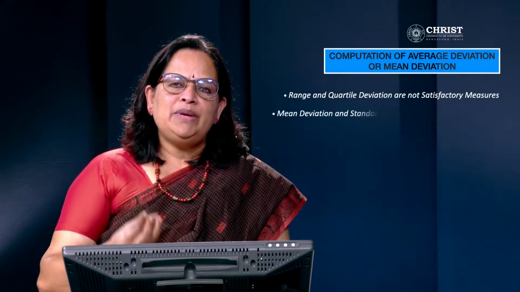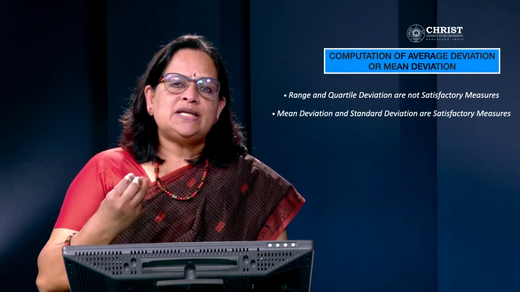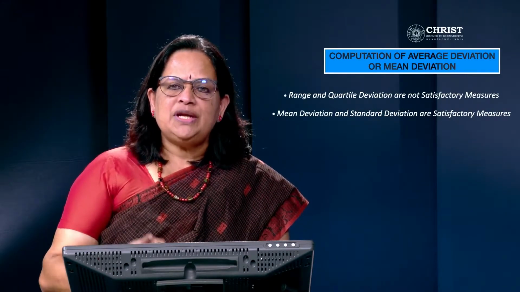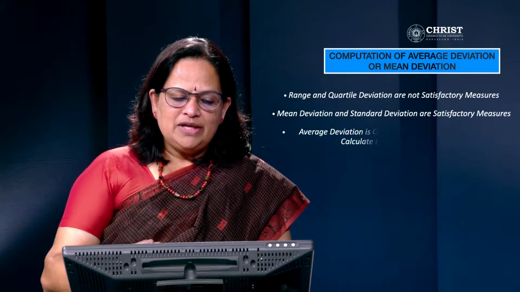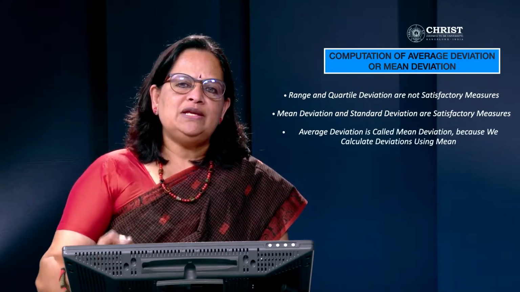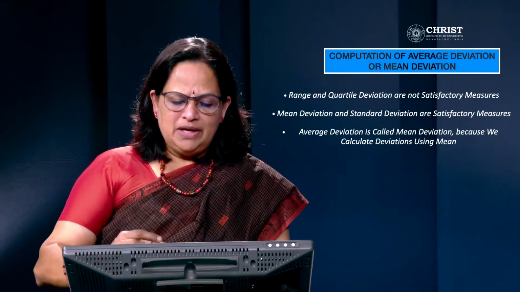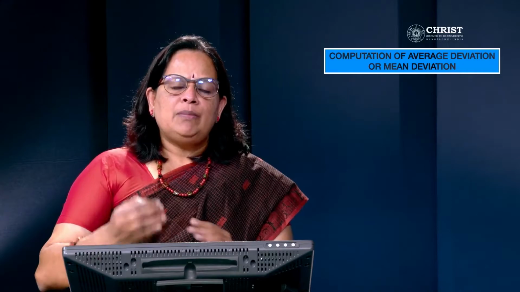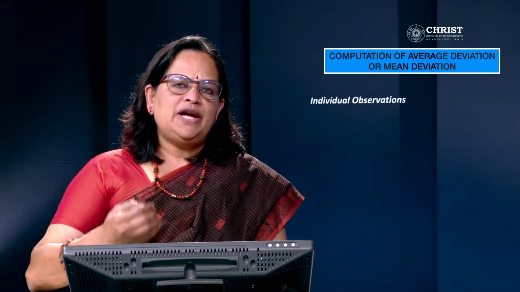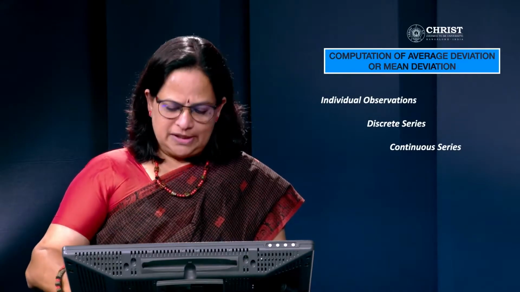Therefore, we are using mean deviation or standard deviation, which are considered satisfactory measures of deviation. Average deviation is also known as mean deviation because we are taking the deviation using the mean. Commonly, this is called mean deviation. Now, for computation of mean deviation, we are dividing into three heads: individual observations, discrete series, and continuous series.